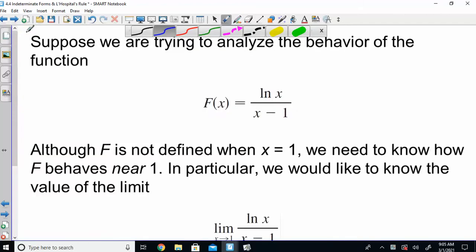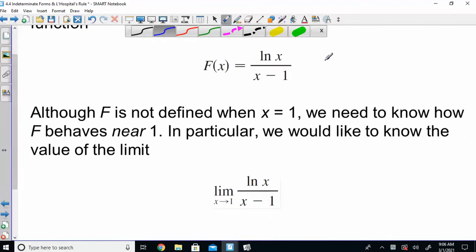Okay, so first I just have some motivation for why we're doing what we're doing. If we had a function like this, natural log of x over x minus 1, clearly, can you just plug a 1 into this and evaluate it? No. So if I wanted to do the limit at x equals 1, we couldn't just plug in and evaluate.